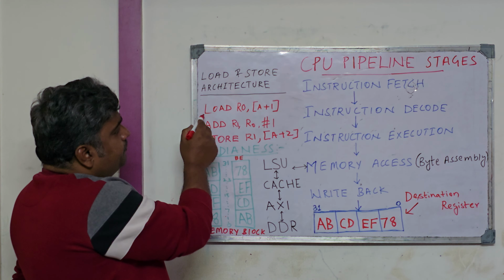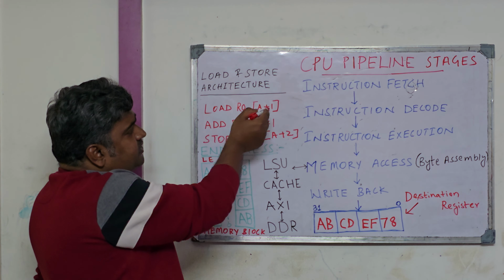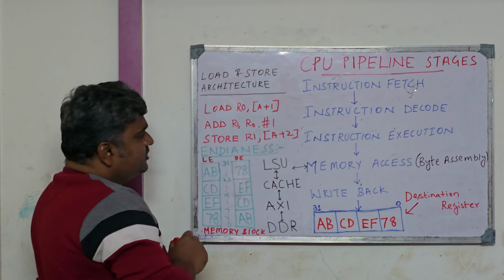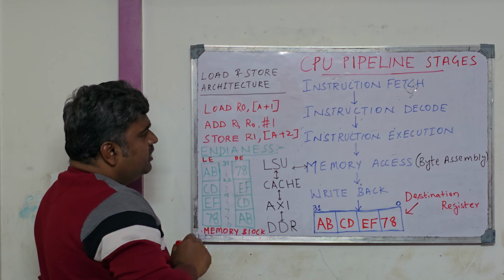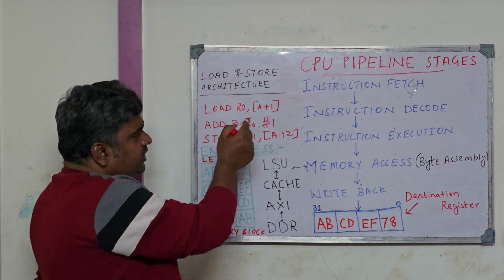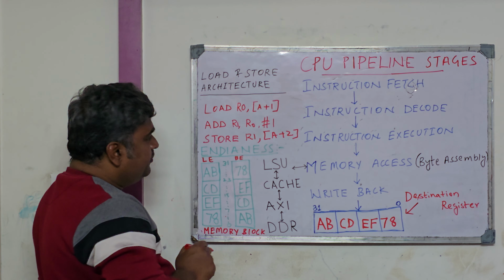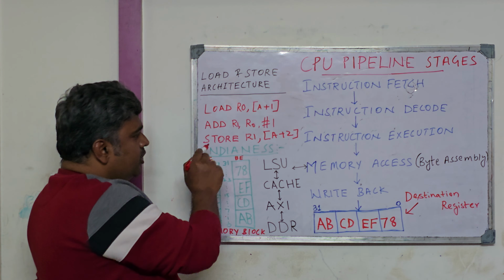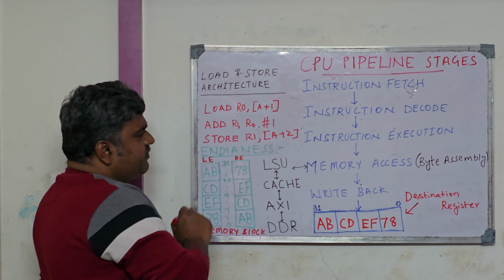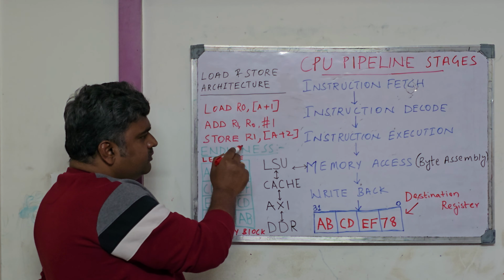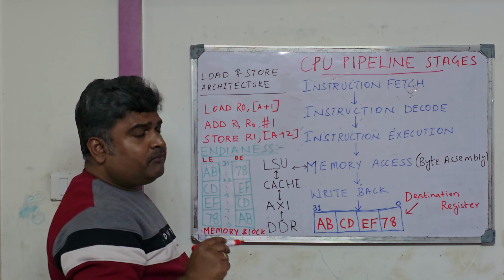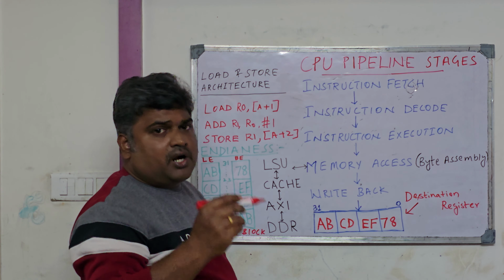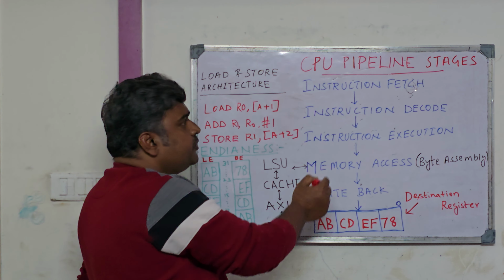In this example, the load instruction loads the value from the memory location into the CPU register R0. The add instruction will add the value within the R0 register with the other operand value, and the result is stored in the R1 register. The store instruction will update the value within the R1 register into the subsequent memory location. Here, each and every instruction has to undergo the stages of the CPU pipeline.